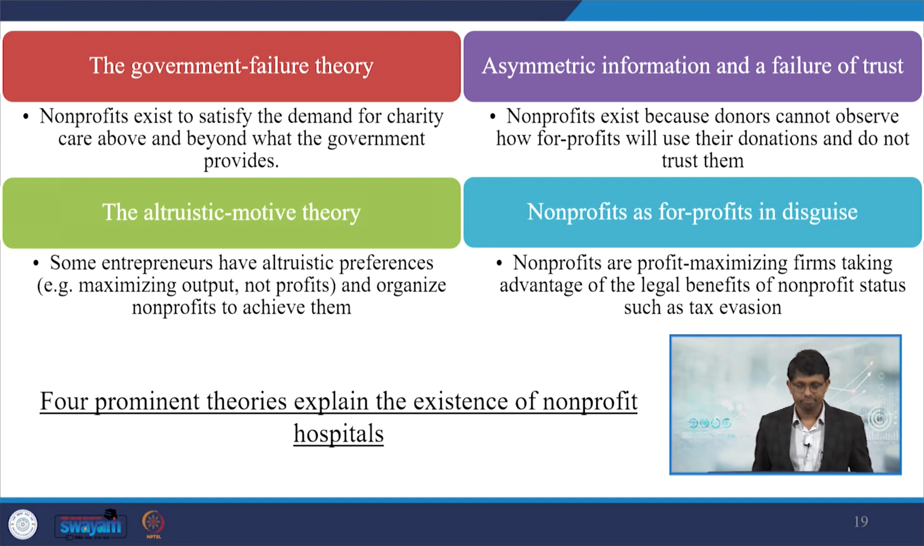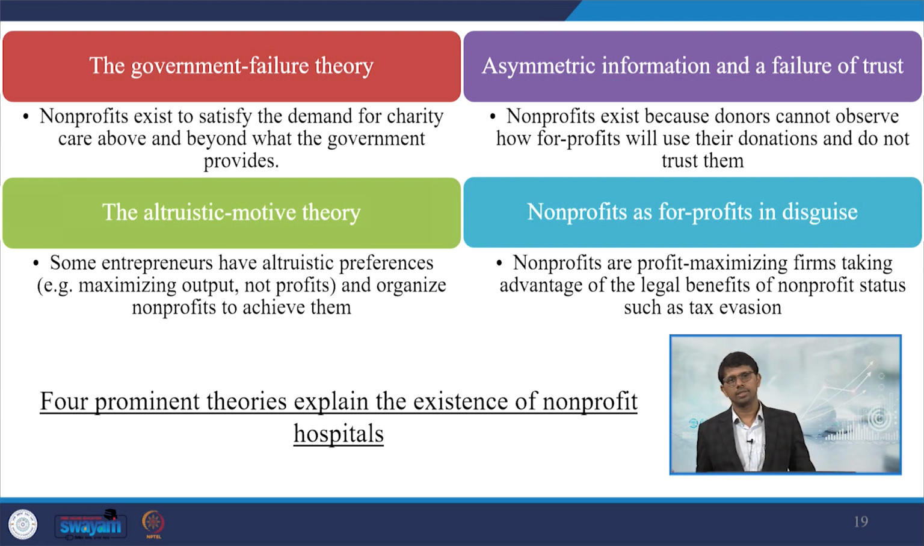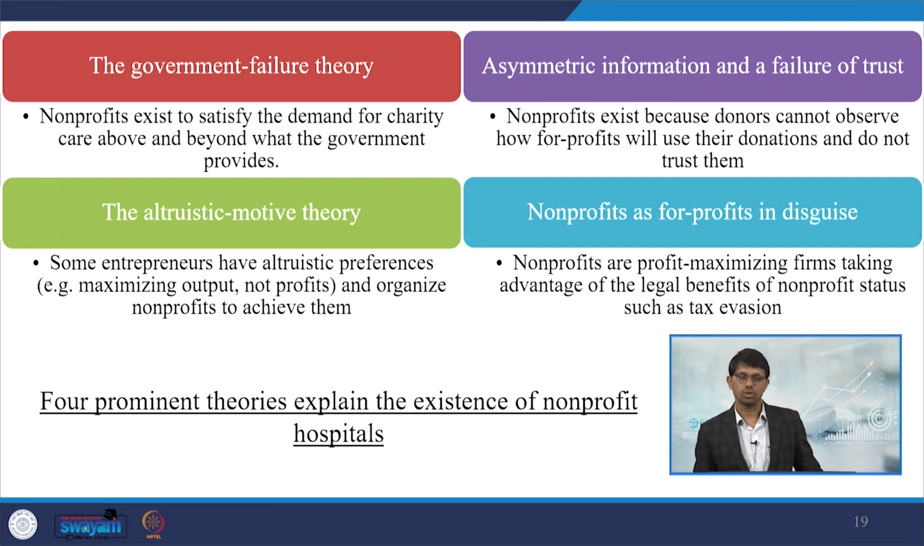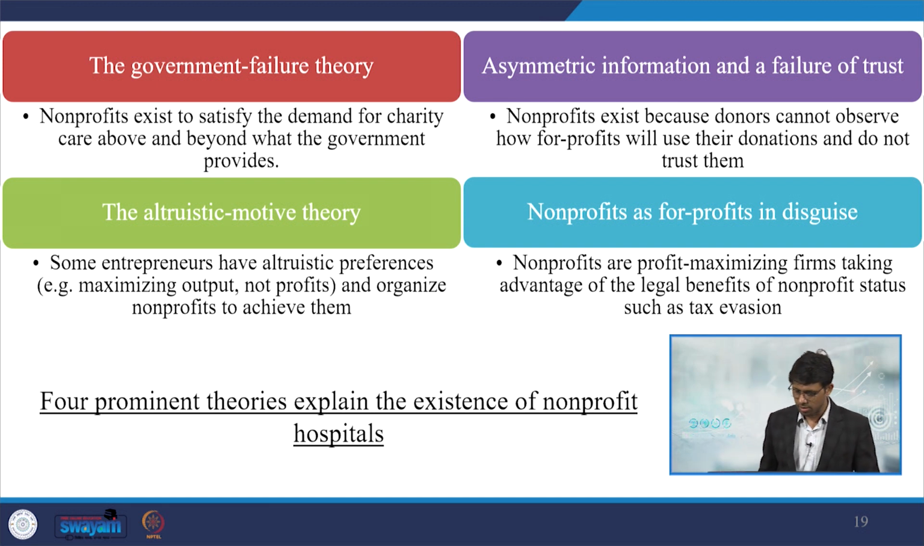Government failure theory says non-profits exist to satisfy the demand for charity care above and beyond what the government provides. In altruistic motive theory, some entrepreneurs have altruistic preferences, such as maximizing output, not profit, and organize non-profits to achieve them. Asymmetric information might create distrust, and non-profits exist because donors cannot observe how for-profits will use their donations and do not trust them. And the last one, non-profit as profit in disguise, where non-profits are profit-maximizing firms taking advantage of the legal benefits of non-profit status, such as tax evasion.